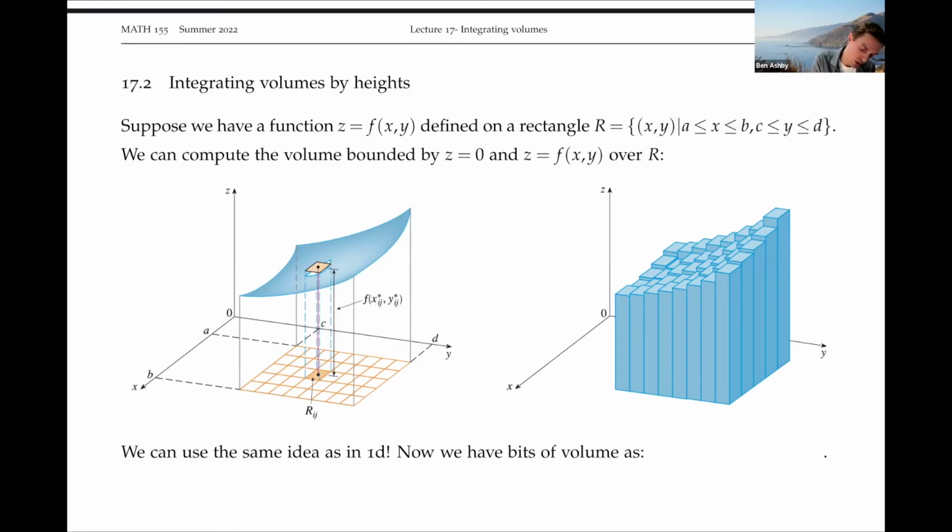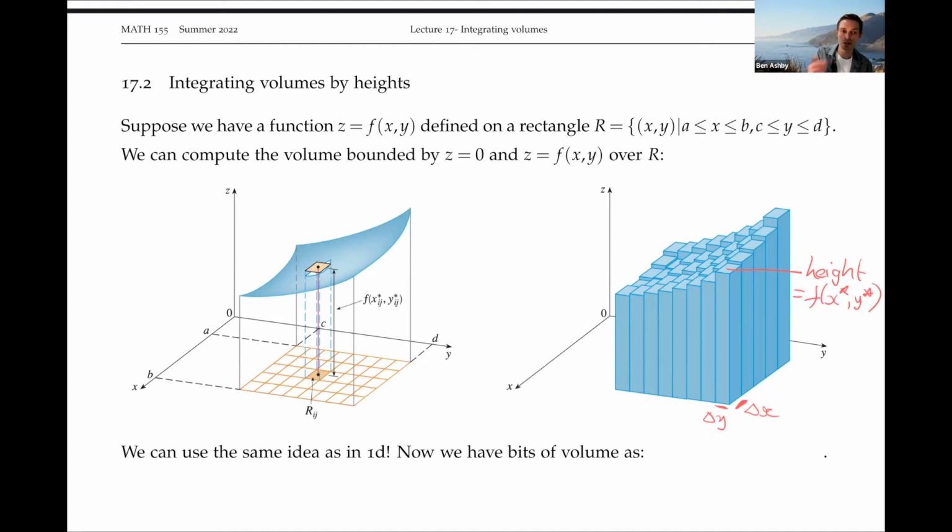Suppose we want to work out the volume under this surface here. Well, we need to work out with these little delta x's and delta y's. So it's going to be our delta x here. This is our delta y. And we're going to have a height for each of these blocks. So this block here, for example, is going to have height equal to f of, say, x star, y star.